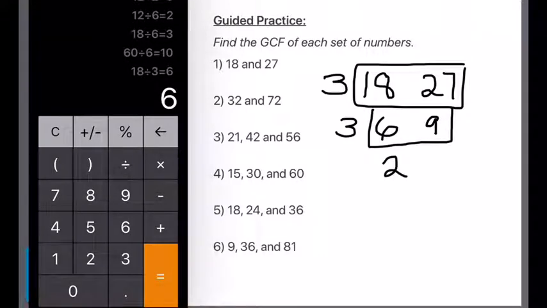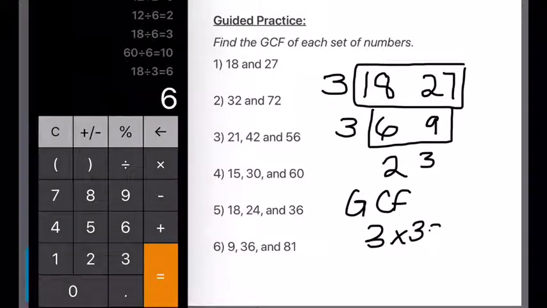6 divided by 3 is 2. 9 divided by 3 is 3. So the GCF of 18 and 27 is 3 times 3, which is 9.